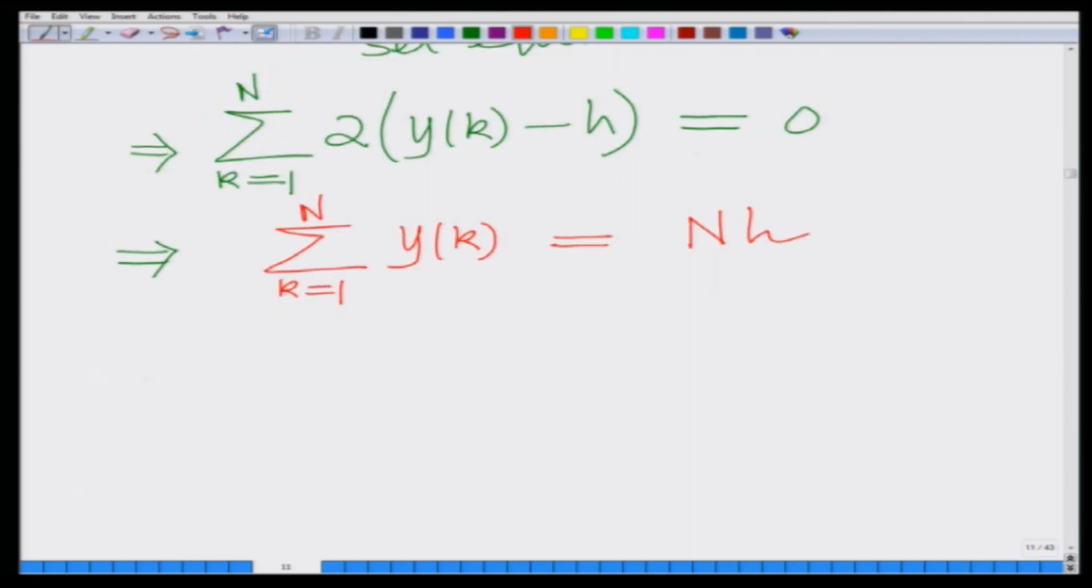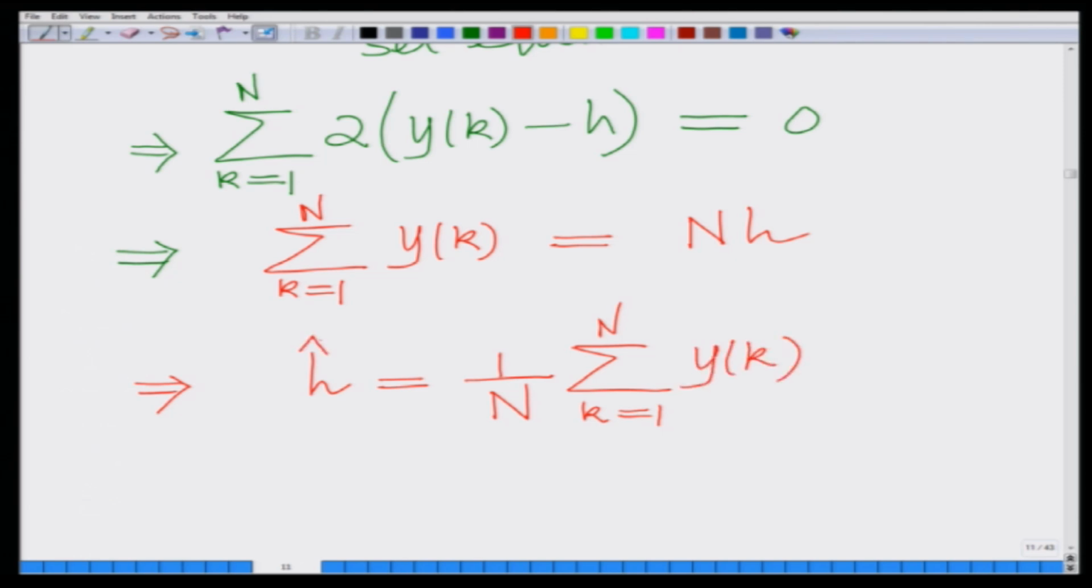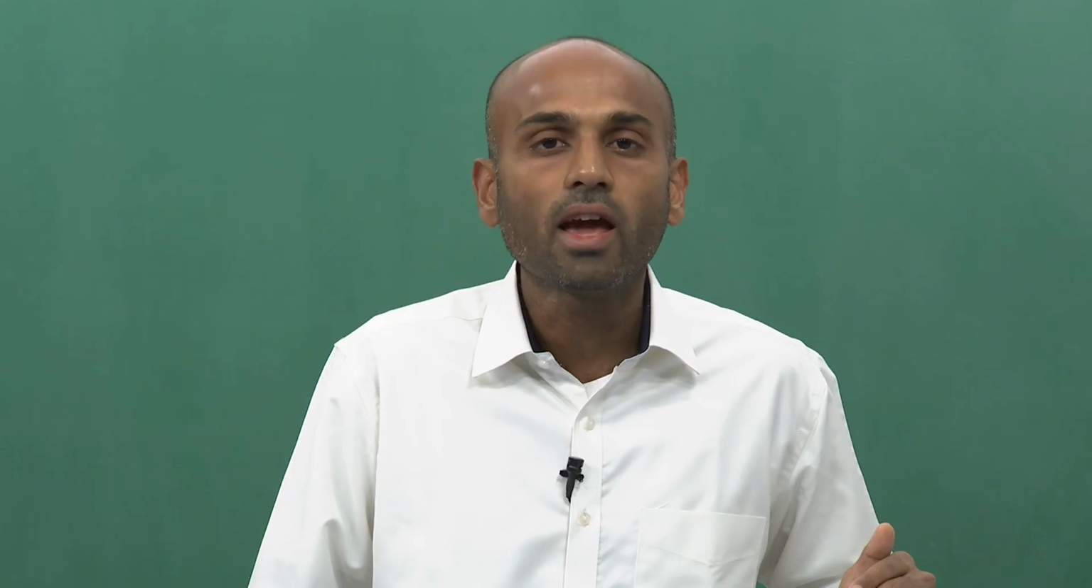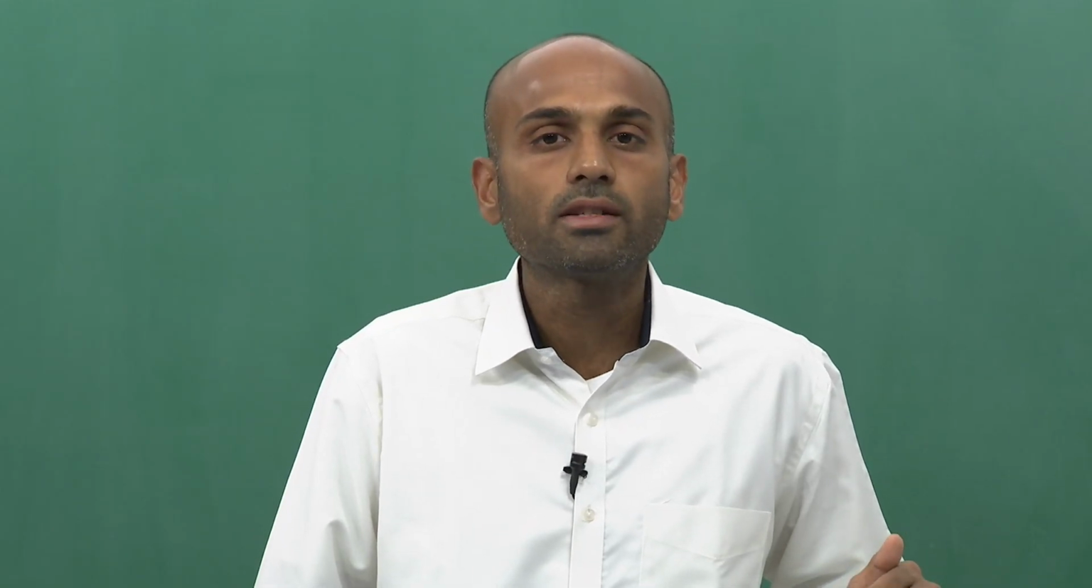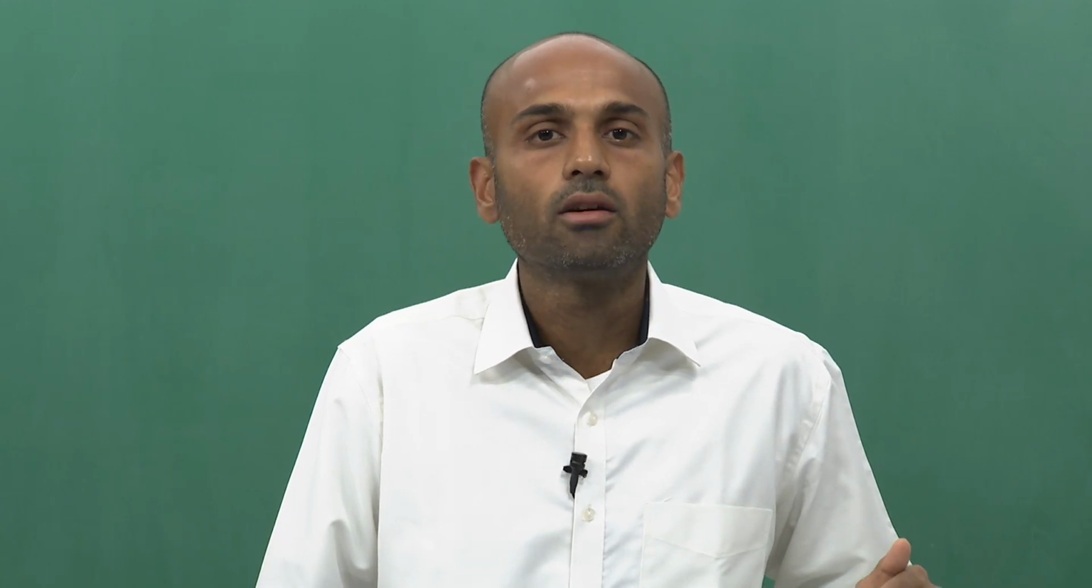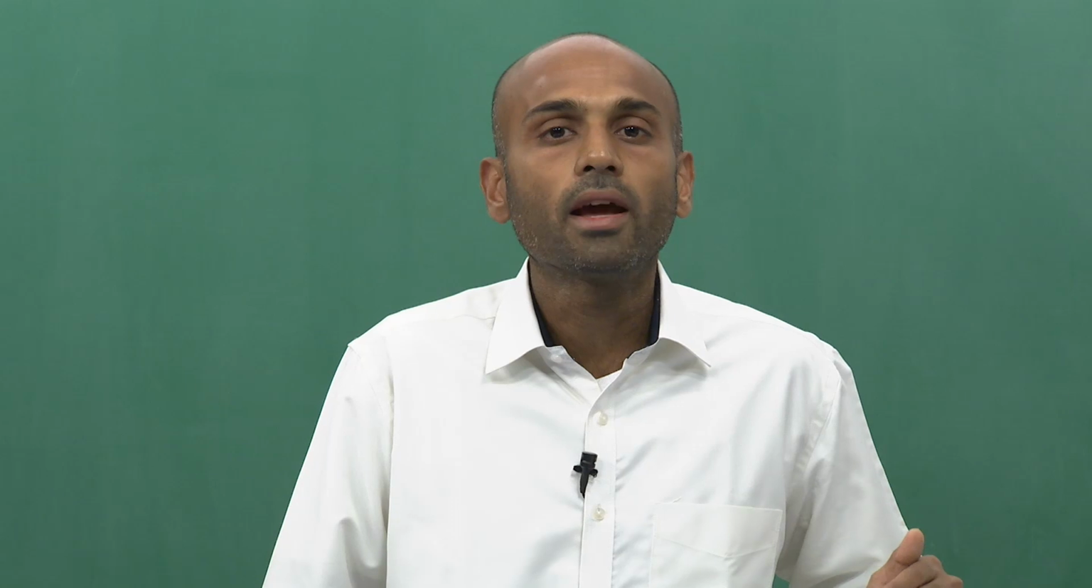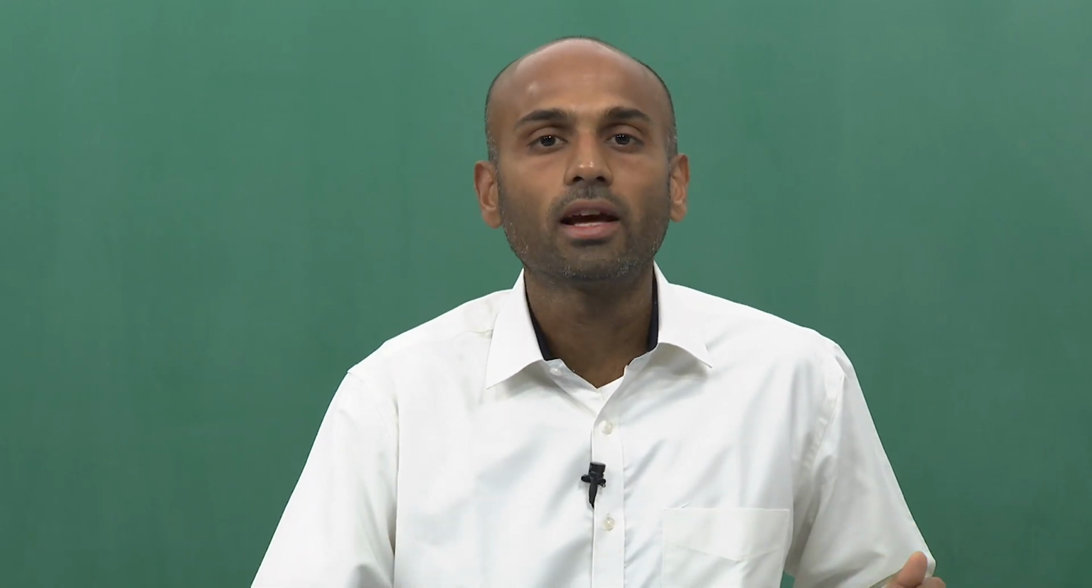which basically implies that this occurs at h hat equals 1 over n summation k equal to 1 to n y of k, and this particular value of h is denoted by h hat. This is an estimate of the unknown parameter h, that is, the value of h at which the likelihood function is maximized is basically the estimate of the unknown parameter h. This is denoted by h hat, the maximum likelihood estimate of h.